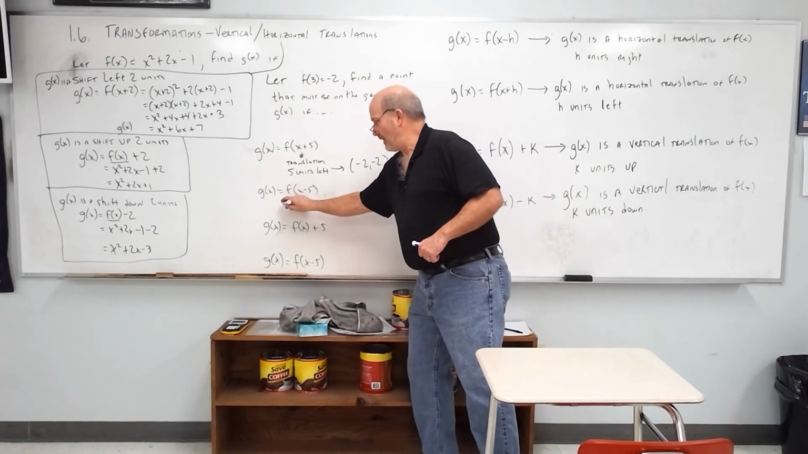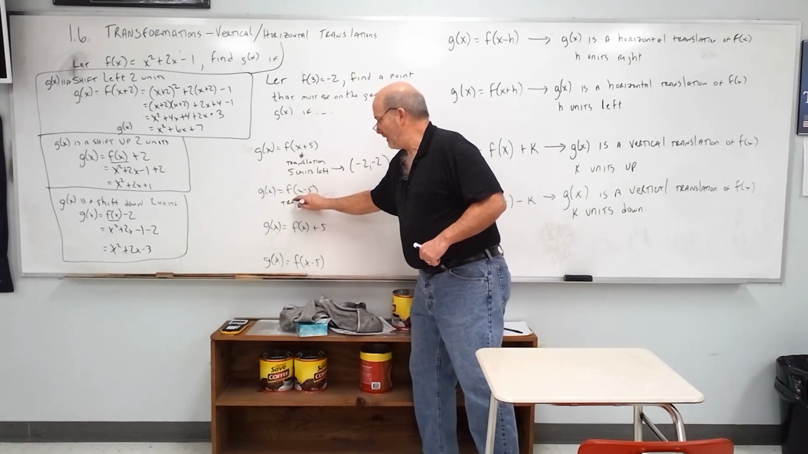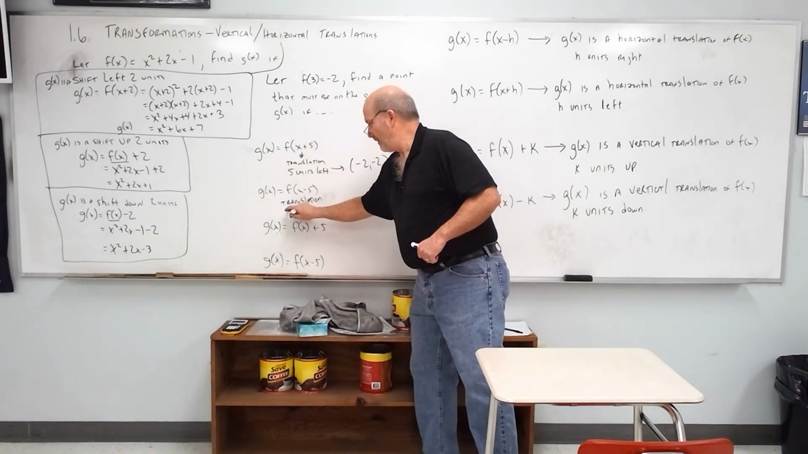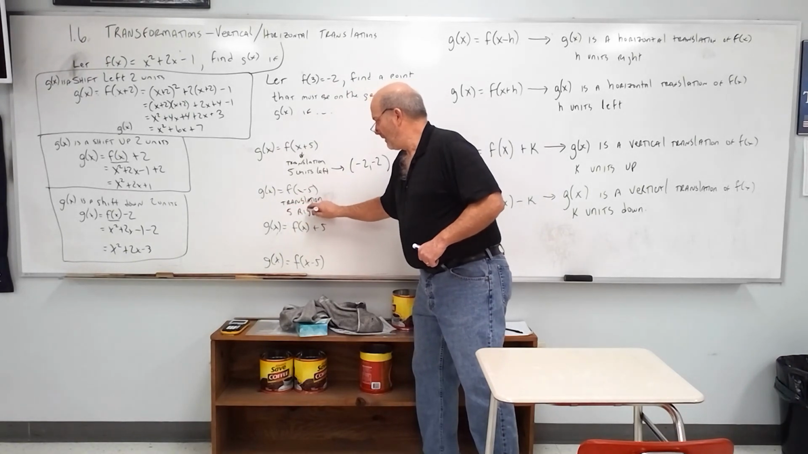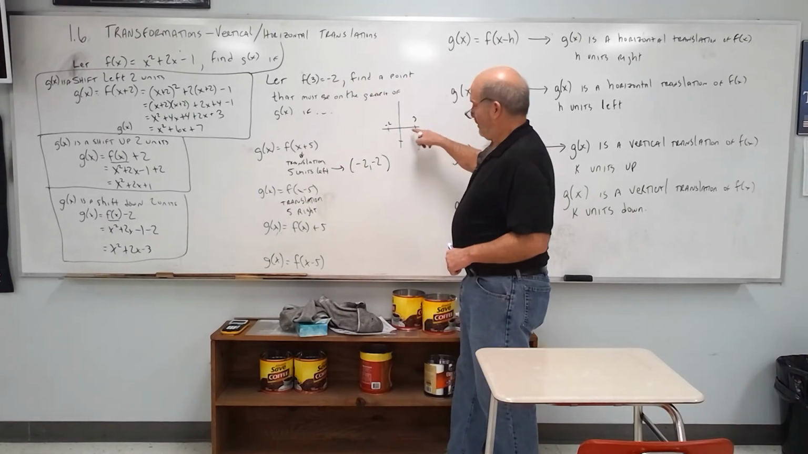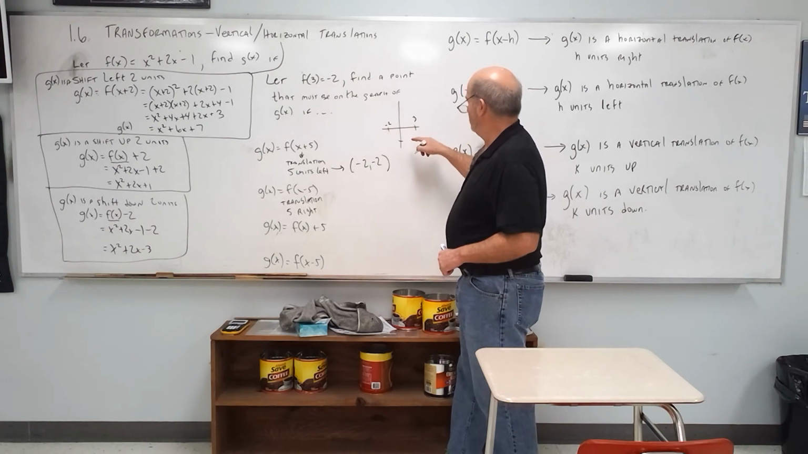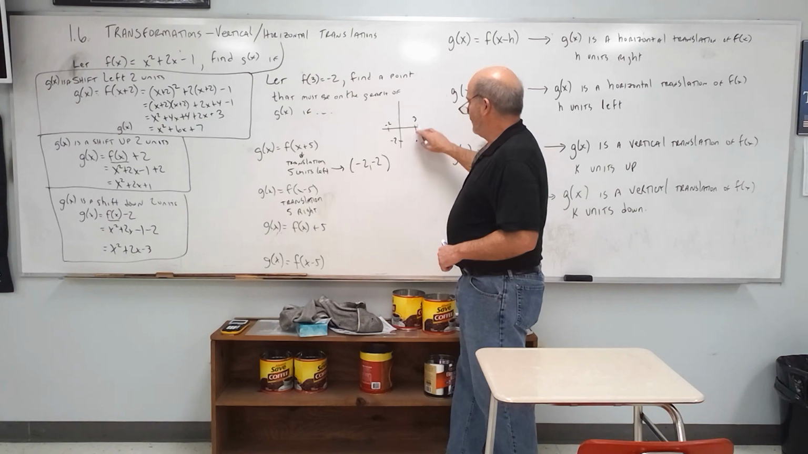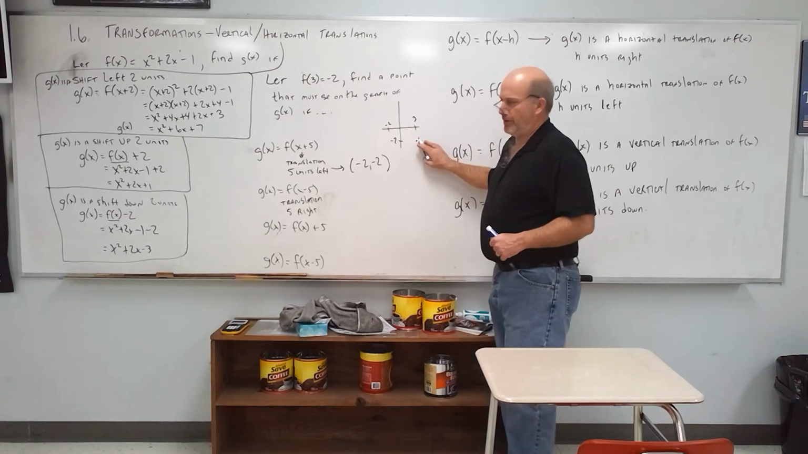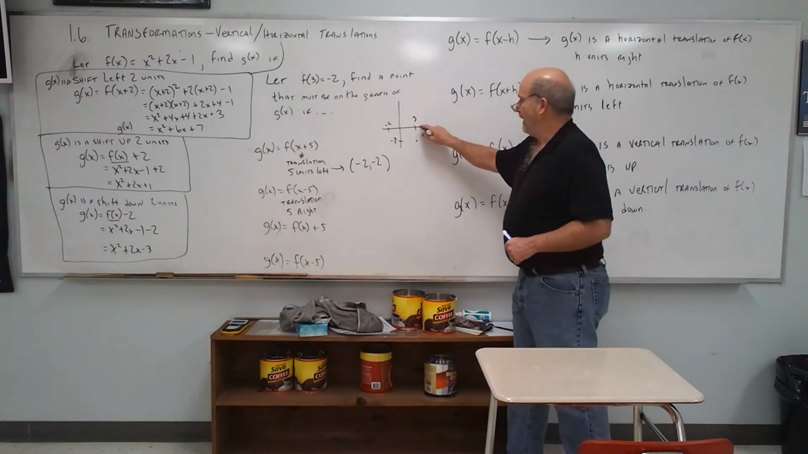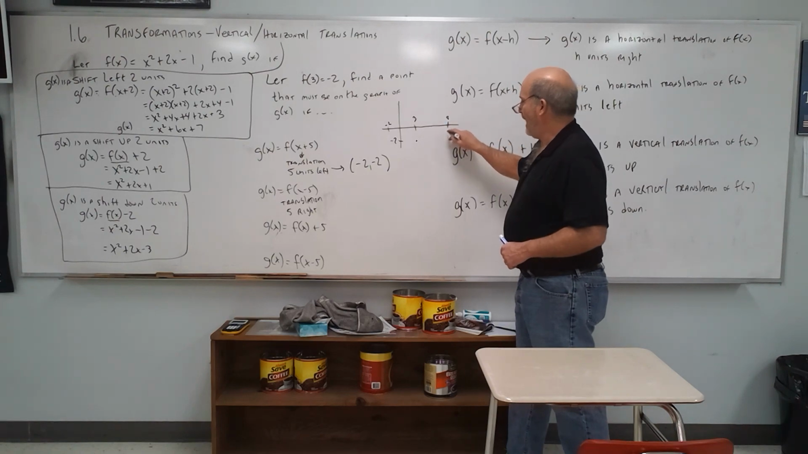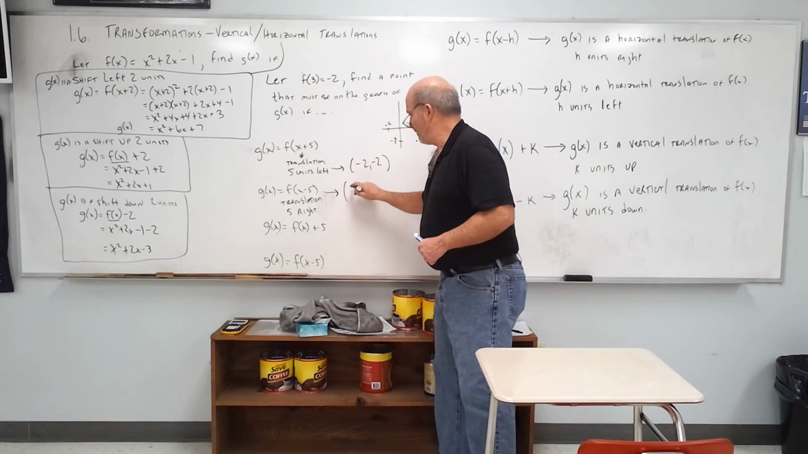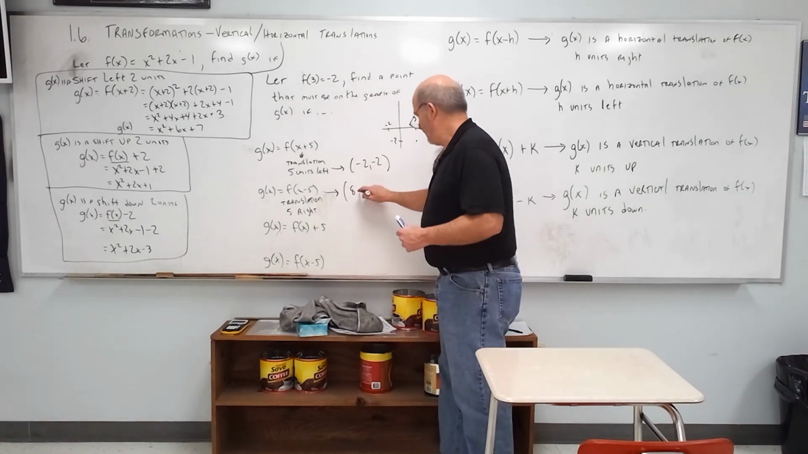Here, this is a translation, 5 units right. I've got the point 3, -2. I'm sorry. Yeah, that's -2. I erased it. 3, -2. I want to shift it 5 units to the right. I'm going 5 units this direction. That's going to take the point to 8, -2. Doesn't change the y value, correct.